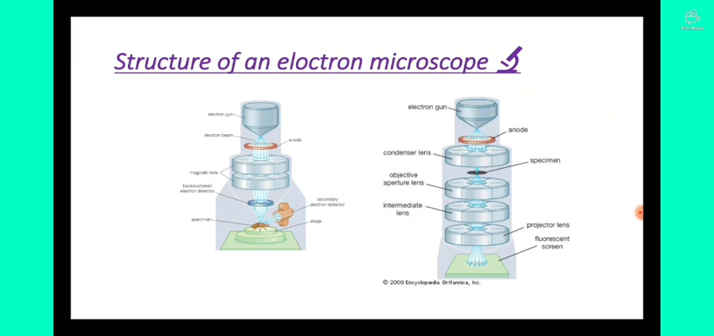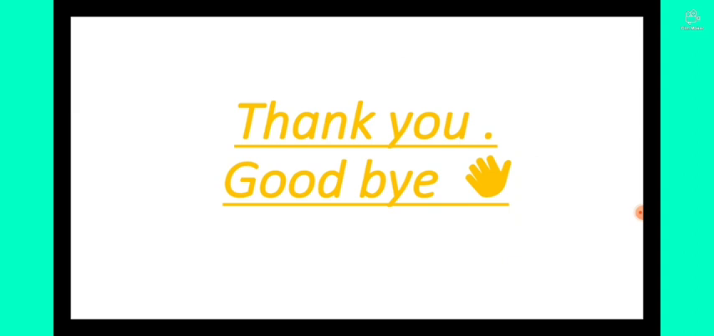This specimen is on the stage in the first diagram, but in the second one it is between the condenser lens and the objective aperture lens. So okay, I think you have got a good knowledge about the electron microscope. Thank you.